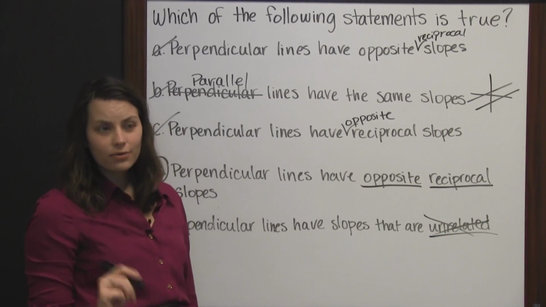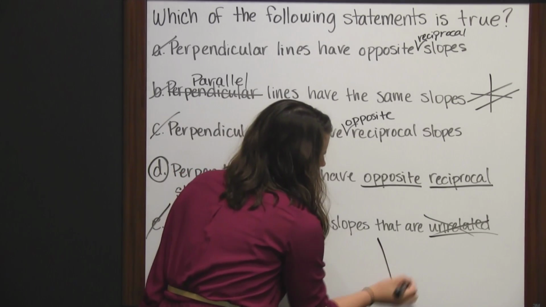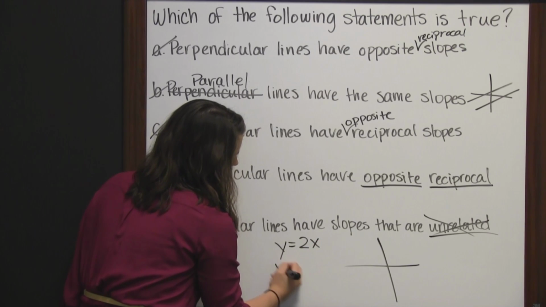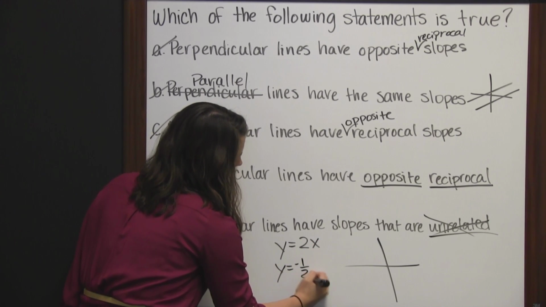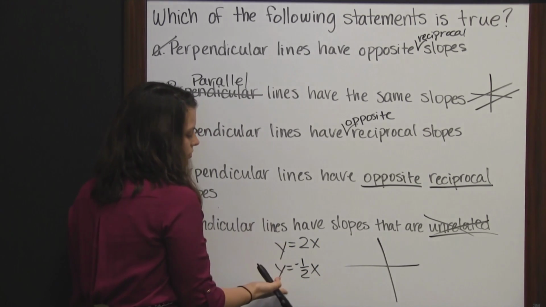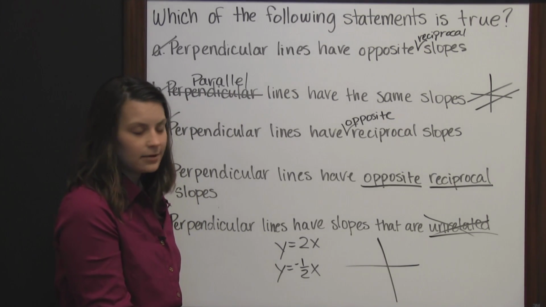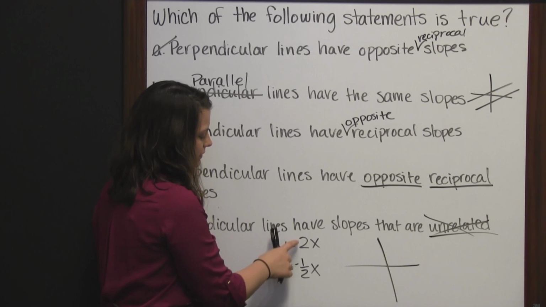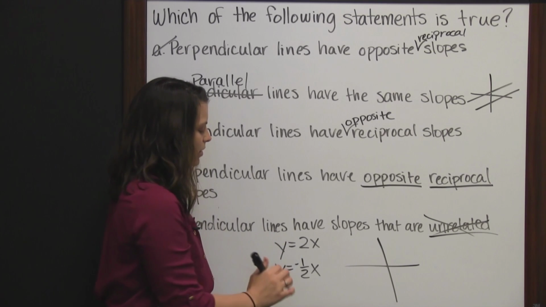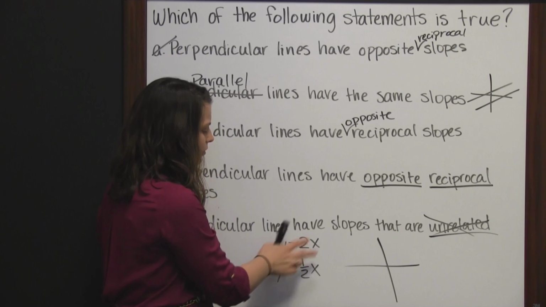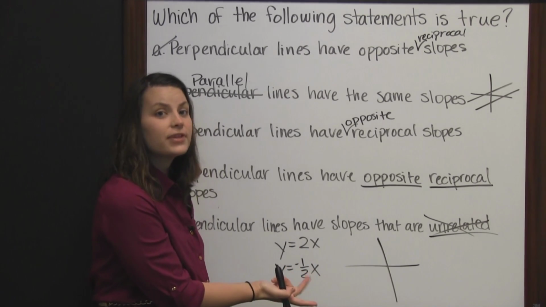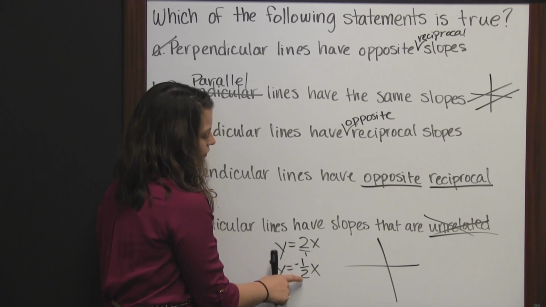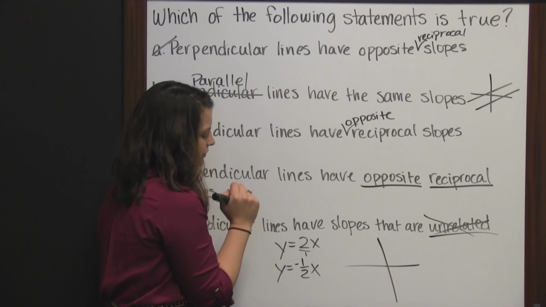It says they're unrelated. Oh, that is so not true. They definitely are related. For instance, let's just take the graph of y equals 2x and y equals negative 1/2 x. These are two lines that have opposite reciprocal slopes. Opposite meaning that they have different signs. One's negative, one's positive. And reciprocal meaning that the fraction is flipped. So this slope is 2 over 1, whereas this one is negative 1 over 2. Notice how the fraction is flipped.